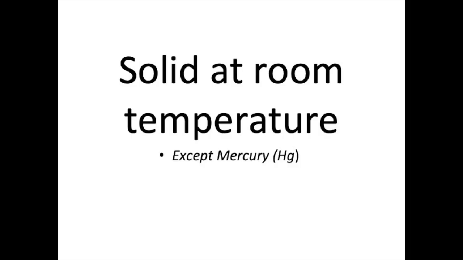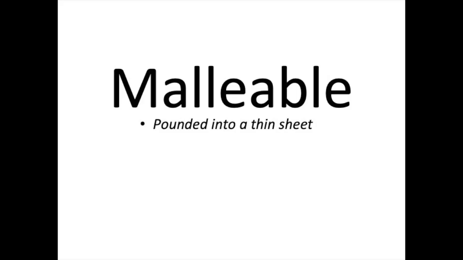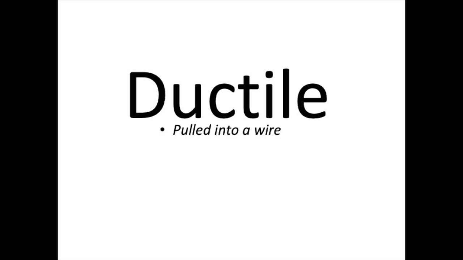At room temperature, metals are solids, except the one exception is going to be mercury, which is a liquid at room temperature. Otherwise, all metals are solids. Most metals are malleable, which means they can be pounded into a thin sheet. Metals are also ductile, which means they can be pulled into a very thin wire.